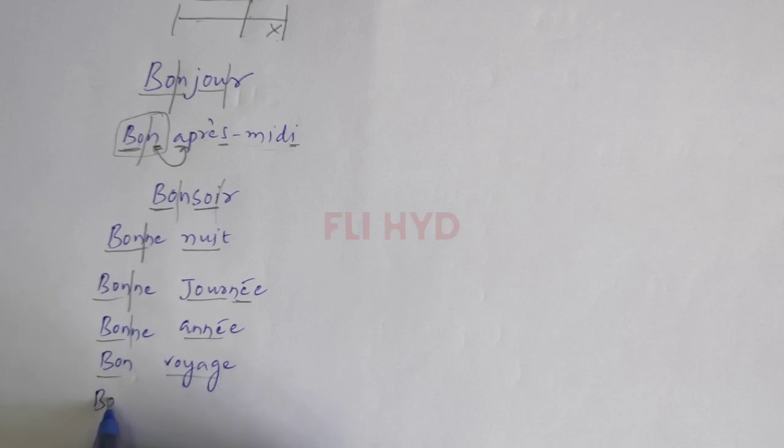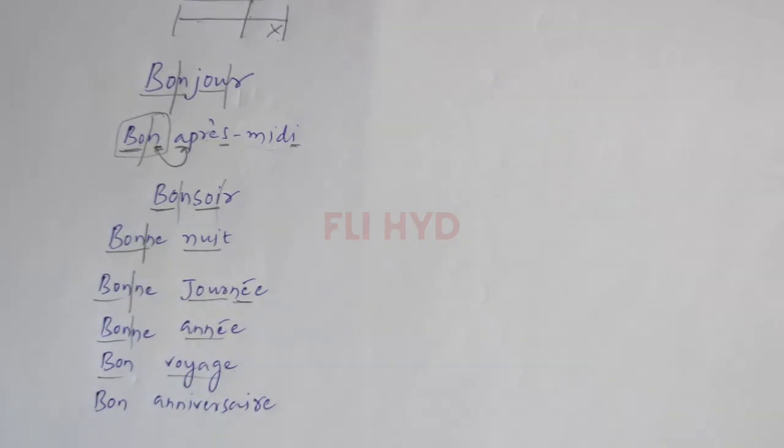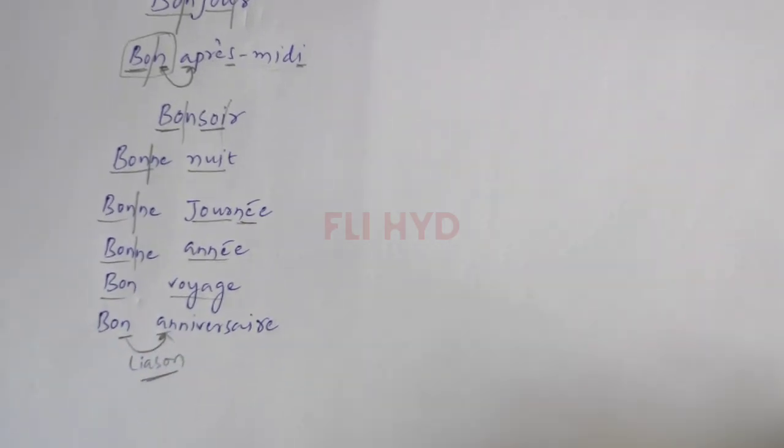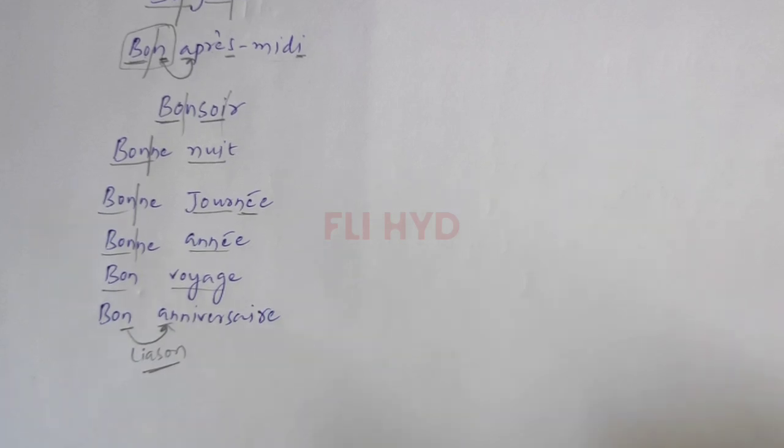And the next one, bon anniversary. Again you see the same thing like bon après-midi, ending with the consonant and starting with a vowel. So this will be pronounced here. Bon anniversary, like happy birthday. Generally, whenever this concept like ending with the consonant and starting with a vowel, the consonant will be pronounced here. We call this concept liaison. So that you will come to know later. Bon anniversary, happy birthday.